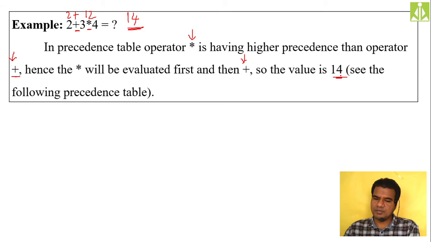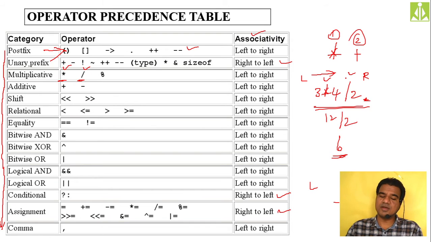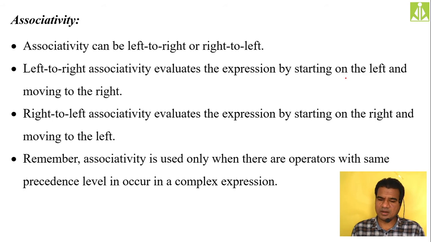Okay, see the following precedence table. In this table we have given all the operator precedence values. If those operators are at a higher level inside your precedence table, think in such a way that they will be evaluated first. As you go down, the precedence level will also decrease. If you have the same precedence, go for associativity. Associativity can be left to right or right to left.